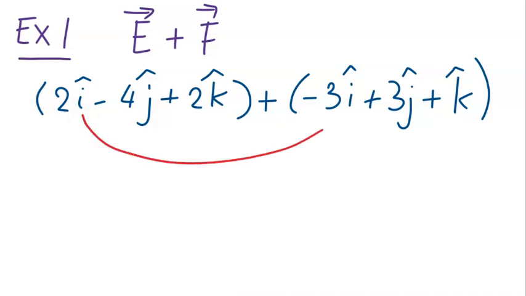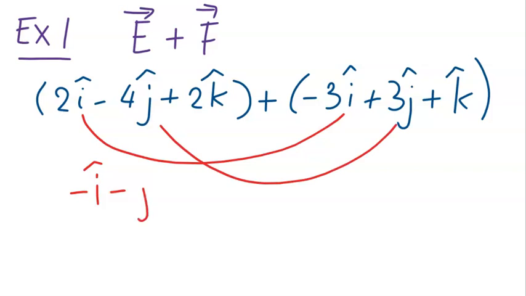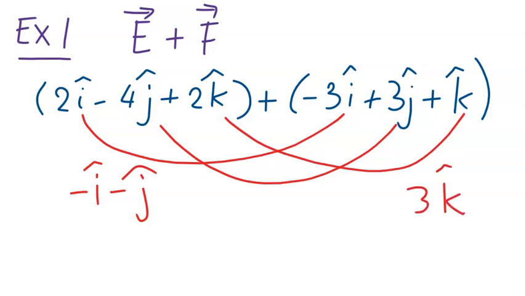So the i will go with this i, so 2 plus minus 3i, so that's going to give you minus i hat. This j will go with this j, so minus 4 plus 3, so that's minus j hat. And finally k with k, that's 3k hat, and that's the sum. So that means your answer is minus i hat minus j hat plus 3k hat. And that is the result for this sum.